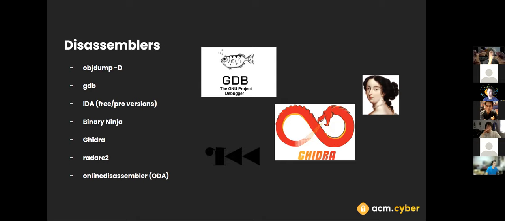Well-known or widely supported disassemblers include IDA, which is very big in commercial usage. It has a free and a pro version. Binary Ninja, and Ghidra, developed by the NSA. Jeff will talk more about that later. And here are some of the various logos.